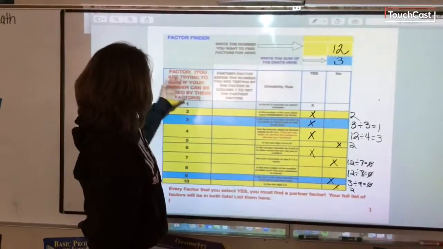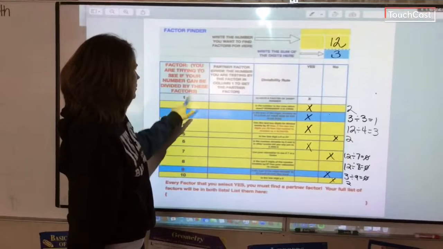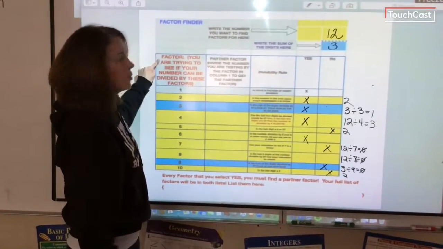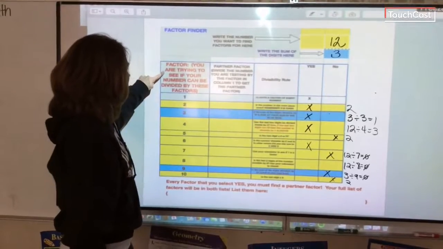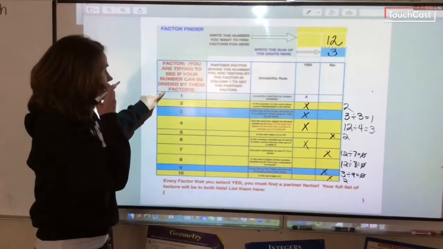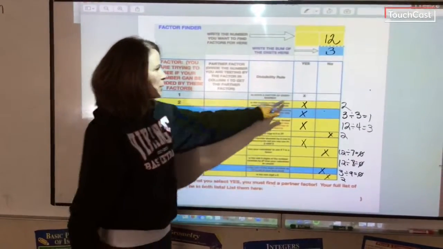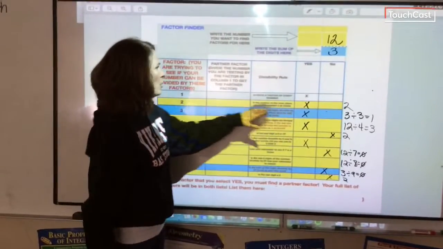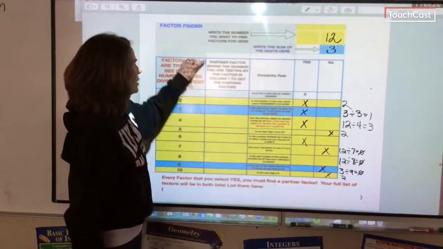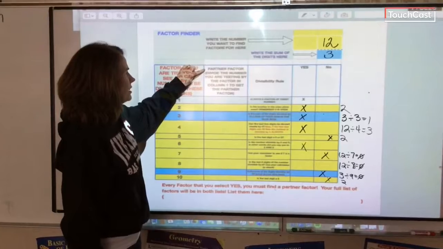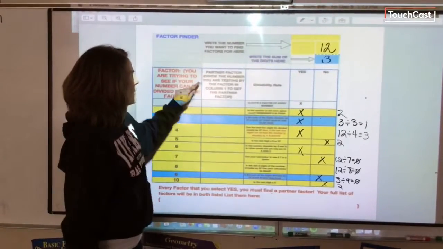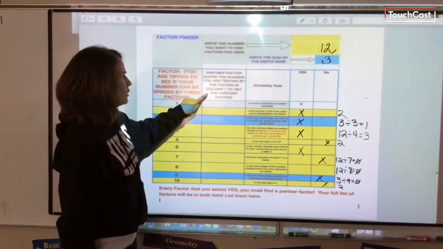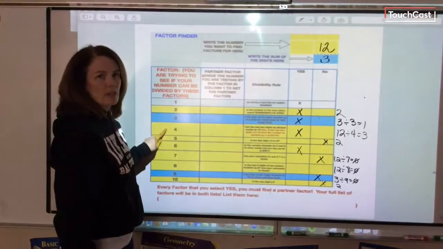We're going to then go over and we have to find the partner factors. So if you just read along with this, it's going to tell you how to do it. We're trying to find to see if our number can be divided by these factors, so we did that. So any that we said yes to, we're now going to find their partner factor. So here it says partner factor, divide the number you are testing, which is 12, by the factor in column 1 to get the partner factor.